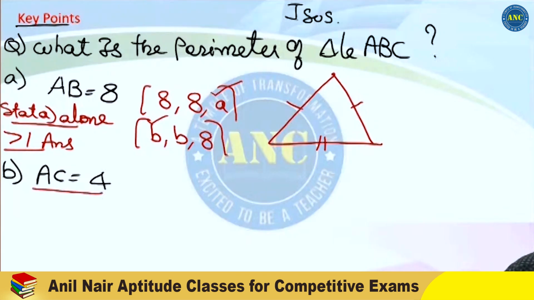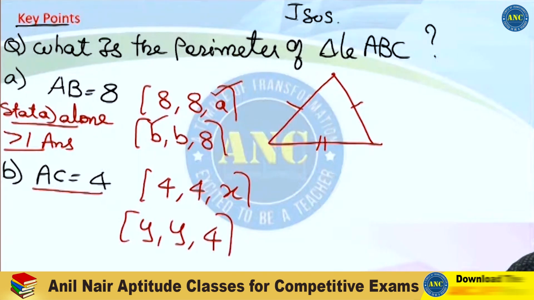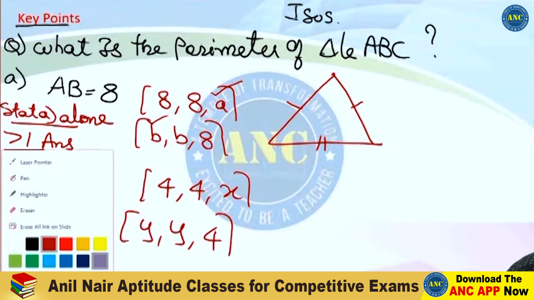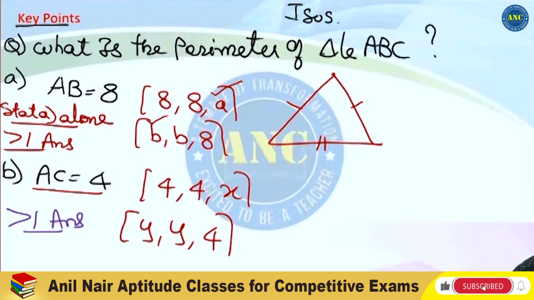Similarly, AC is equivalent to 4. 4, 4, X. 4 could be the equal side or 4 could be the unequal side. Again, we don't know the other two sides. So again we will get more than one answer.